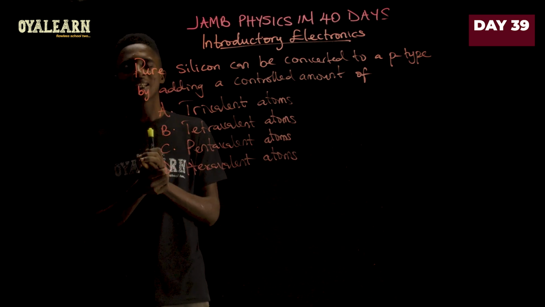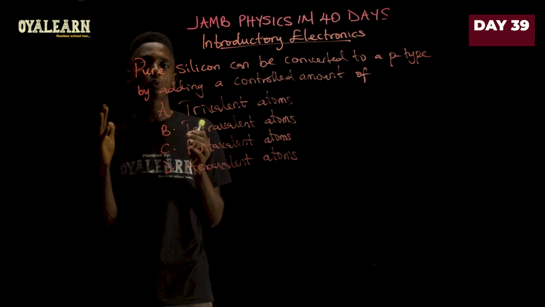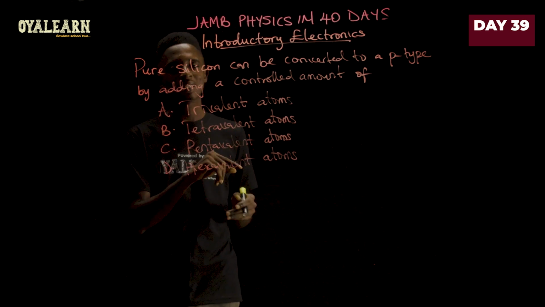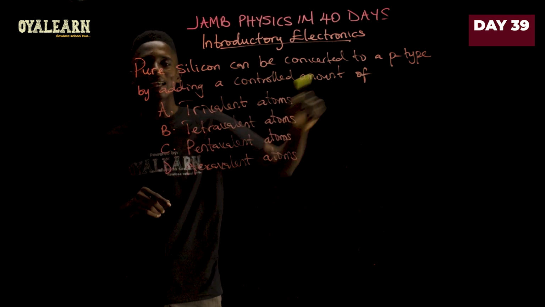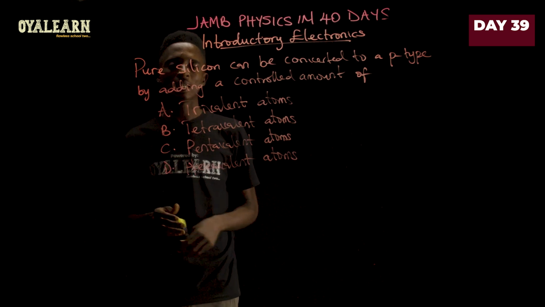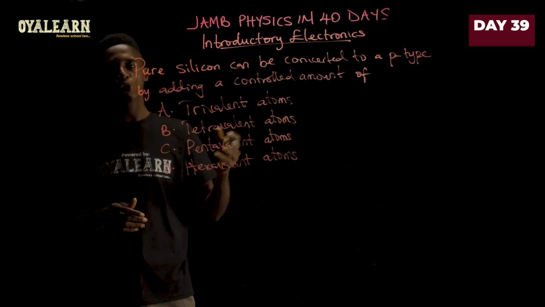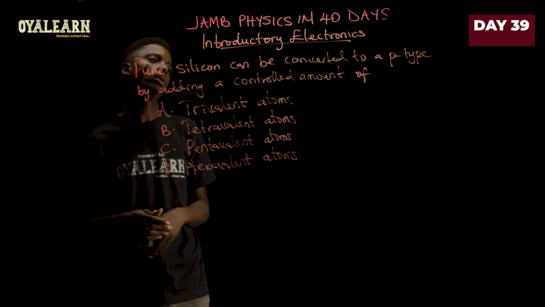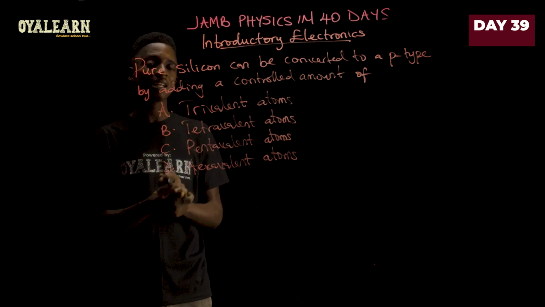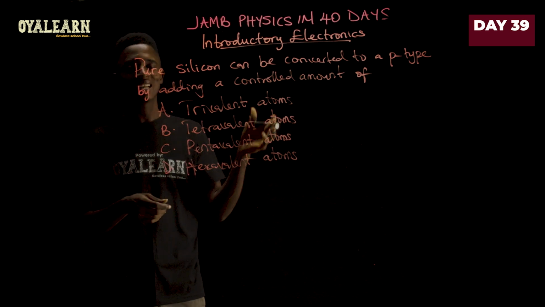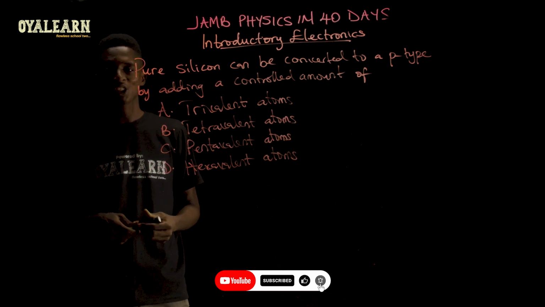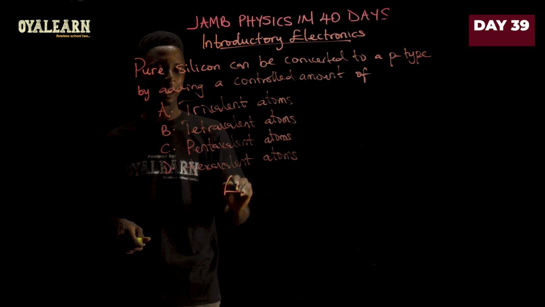And I said that the number of holes and electrons is what tells us whether it will become a p-type or an n-type. So if you want p-type, like in the case of this question, you are going to add a trivalent impurity, with examples such as boron, aluminium, indium. But if you want n-type, you would be adding pentavalent impurities such as arsenic and the likes. So for this question, we want p-type, so we go with trivalent impurities, option A.